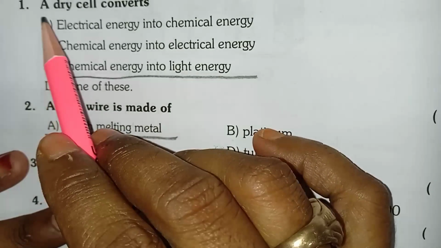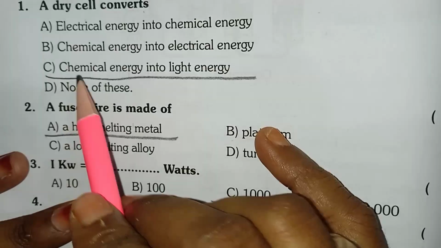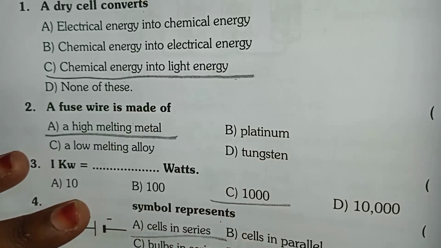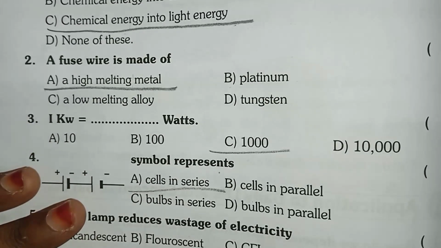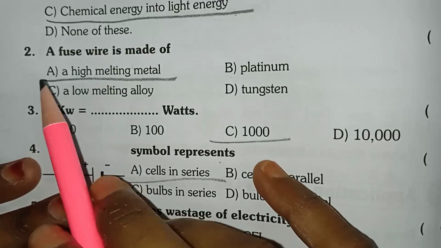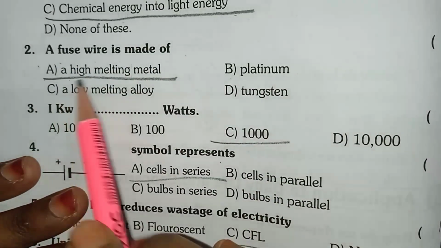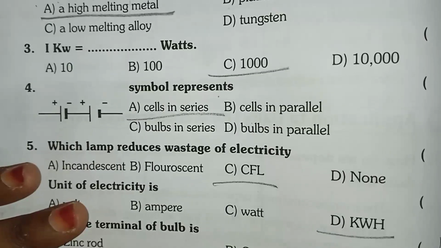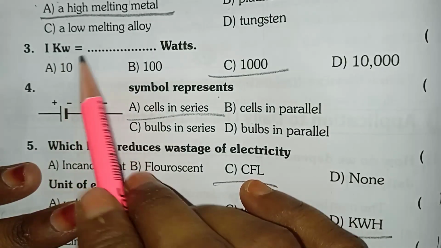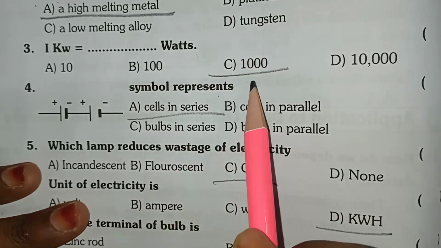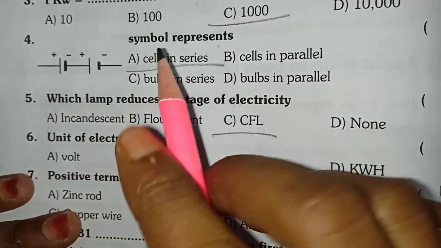First question: a dry cell converts chemical energy into the light energy. Dry cell converts chemical energy into light energy. Next, question number 2: a fuse wire is made of dash, a high melting metal. Next question: 1 kilowatt is equal to dash watts, 1000 watts. Kilo means 1000.